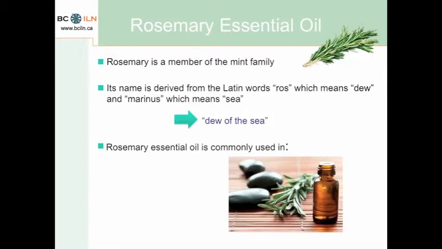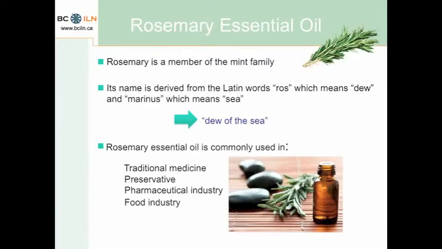Rosemary essential oil is commonly used in many industries. For example, in traditional medicine, it has an old reputation for improving memory, and also as an antioxidant. Antioxidants are molecules which inhibit the oxidation of other molecules, so because of this, rosemary oil is also a very good preservative agent. In the pharmaceutical industry, it's being investigated for the prevention and treatment of diseases such as cancer, coronary heart disease, and even Alzheimer's disease. It's commonly used in cooking, as well as in perfumes in the cosmetic industry.